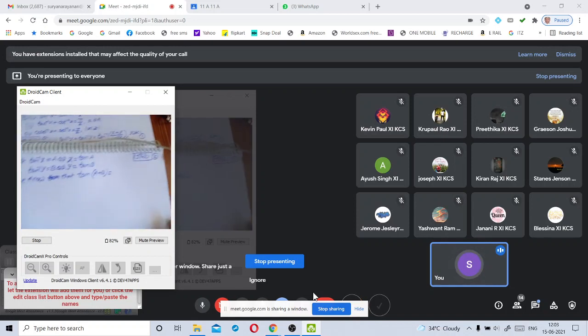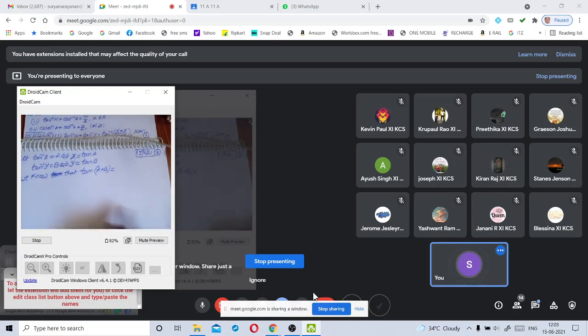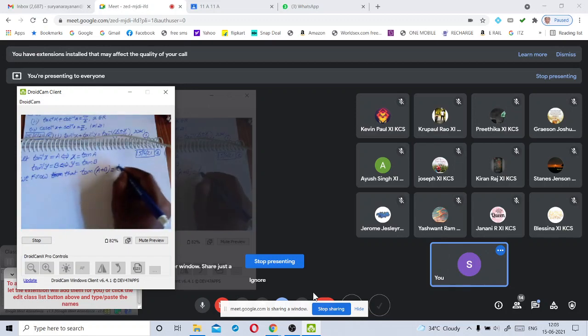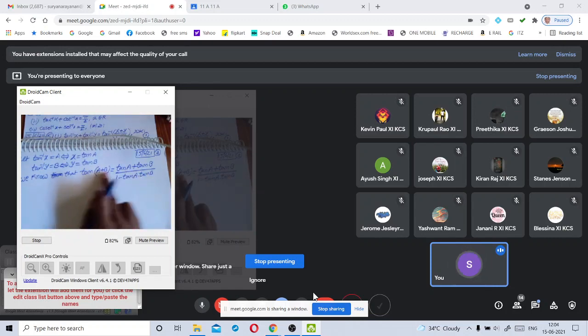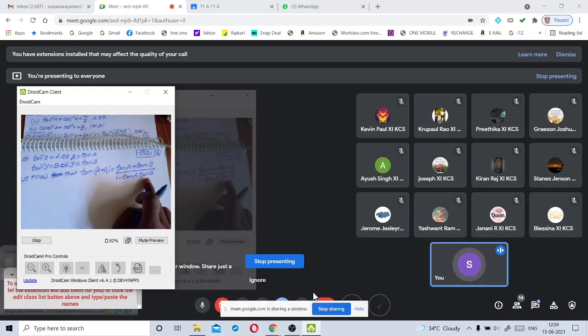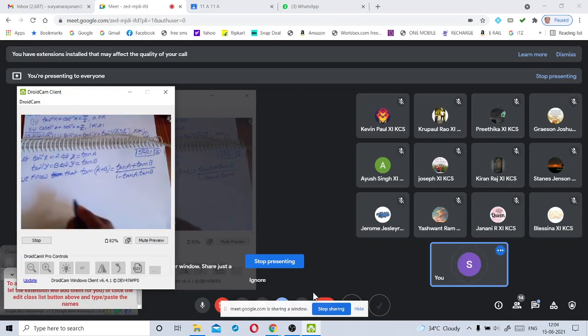In first year, in the trigonometric functions chapter, we studied tan of a plus b. This is the formula: tan of a plus b is equal to tan a plus tan b by 1 minus tan a tan b. Okay. In this formula, let us substitute tan a is equal to x and tan b is equal to y.